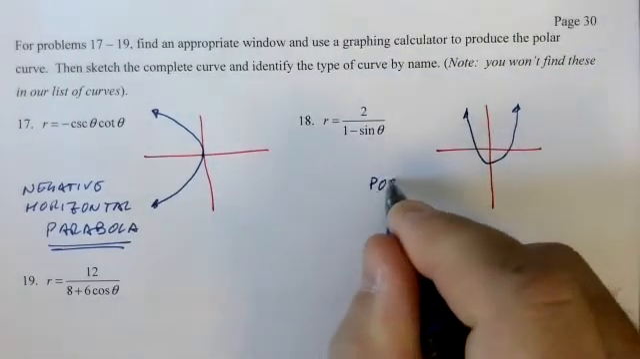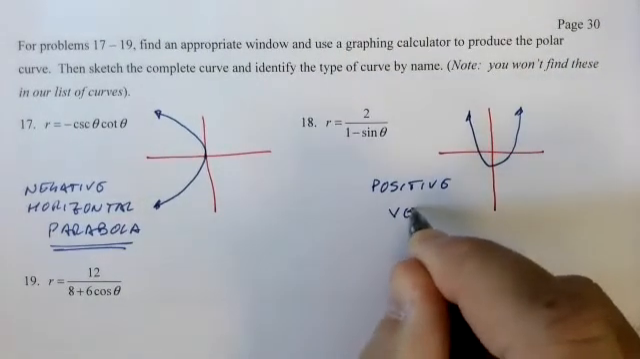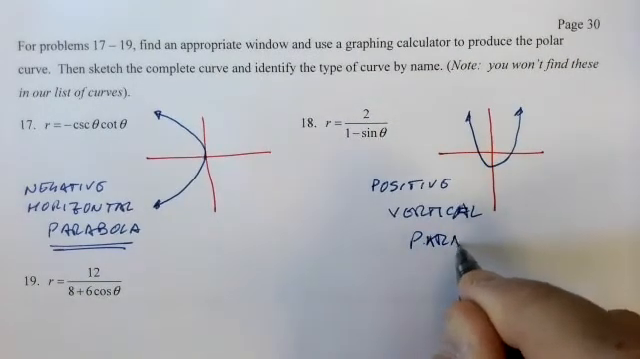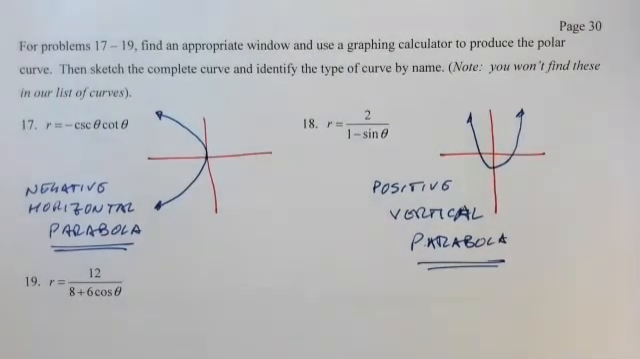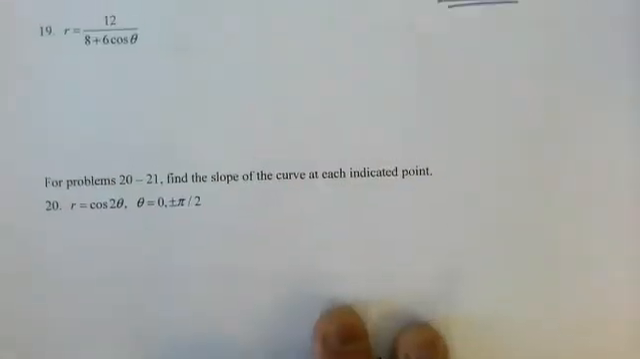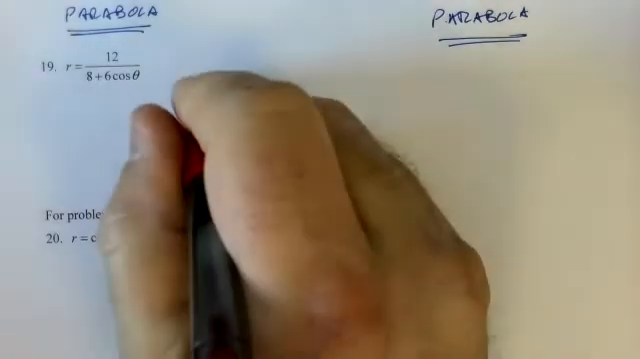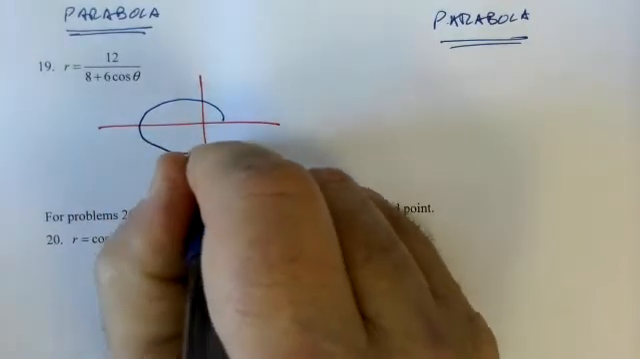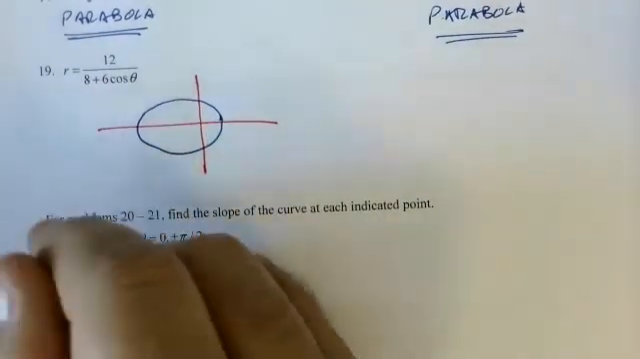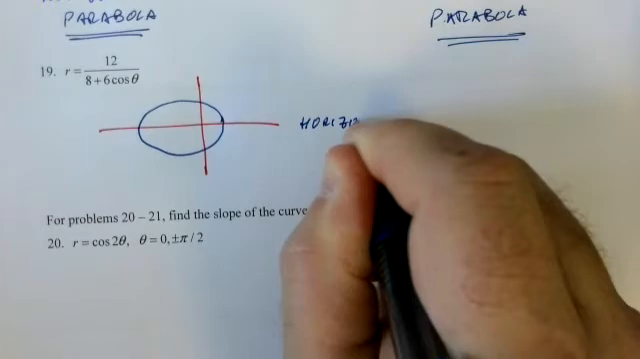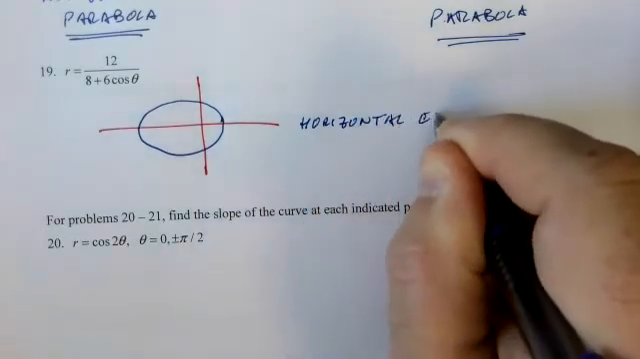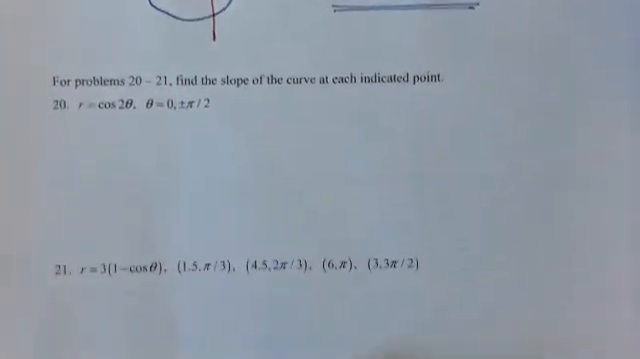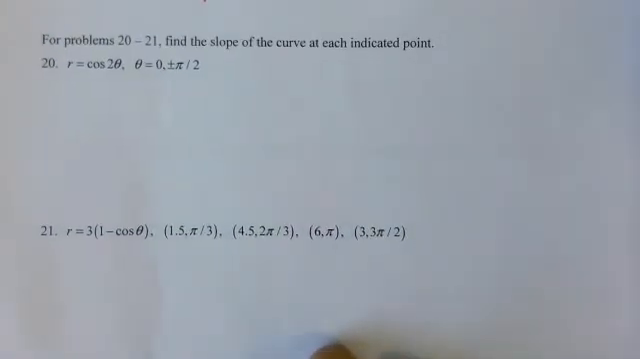This is a positive vertical parabola. This is a horizontal ellipse. All right. Now calculus. Notice we haven't really done much.